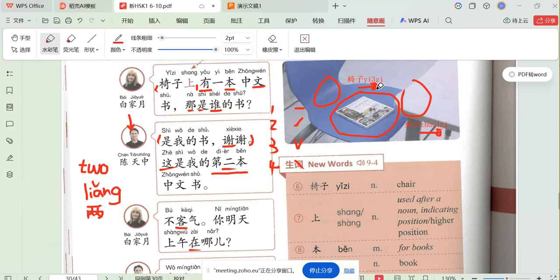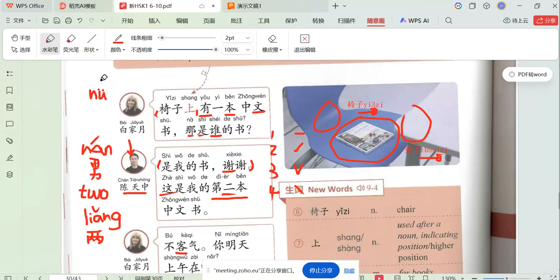谁的书在椅子上？The man or the woman? 谁的书在椅子上？Whose book is on the chair? So is it the man or the woman? 这是男的书还是女的书？Does the book belong to the man or to the woman?